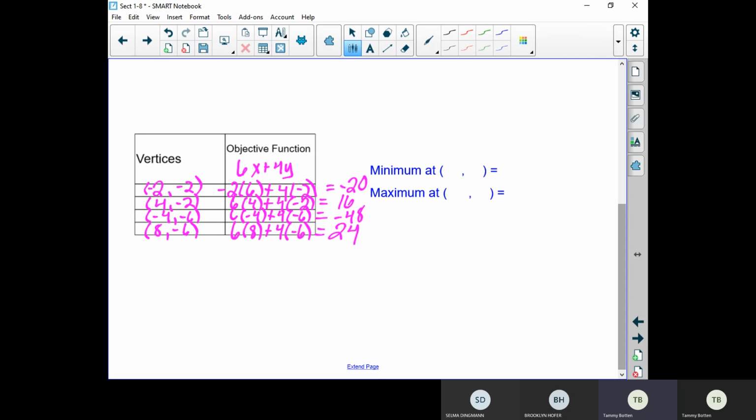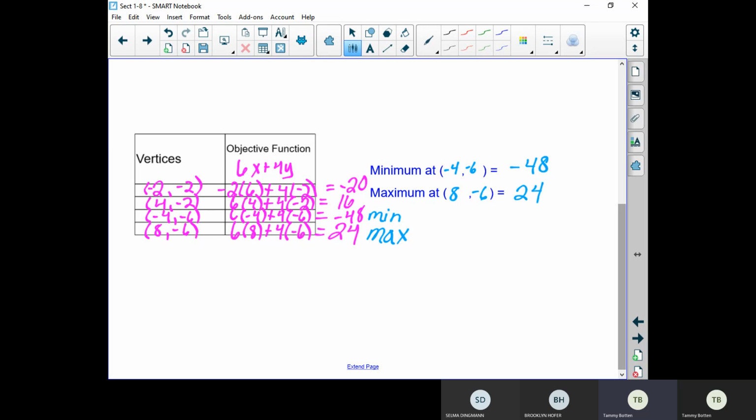Okay. Now, we're looking for our minimum and we're looking for our maximum. So it looks like the negative 48 is my min and the 24 is my max. So my min is at the point negative 4, negative 6, and what we got was a negative 48. My max is at the point 8, negative 6, and we got 24.